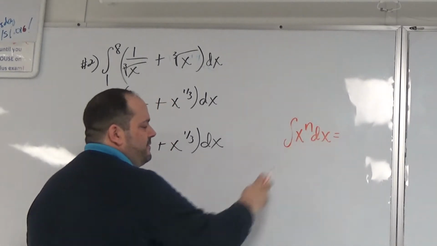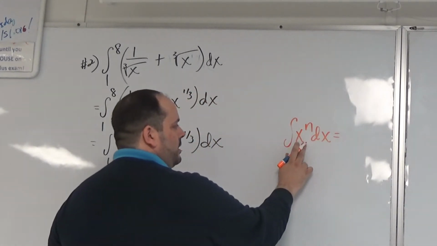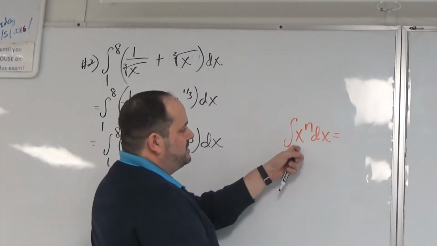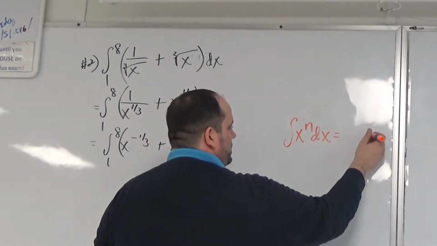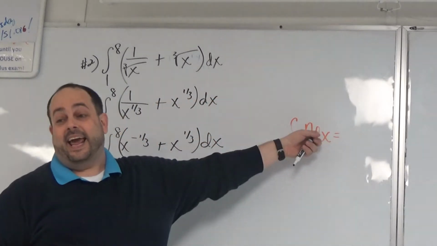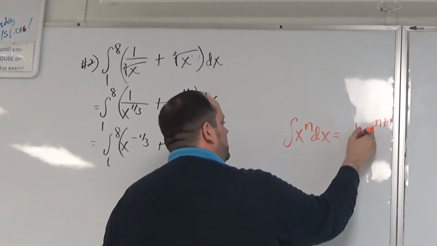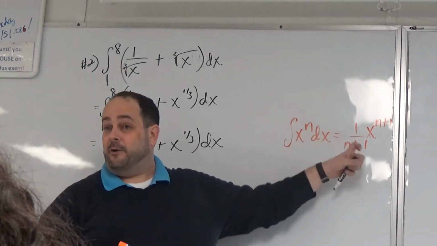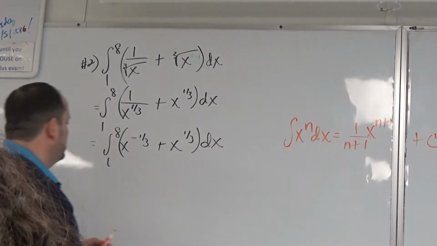Mariah, how does that work? How do you find the antiderivative of x to the n? Give her a second. Antiderivative of x to a power, what do you do? Yes, 1 over n plus 1. You're going to add 1 to the power, and you're going to divide by the new power. Daisy, is that what you were going to tell us? Add 1 to the power, divide by the new power. And then plus c.